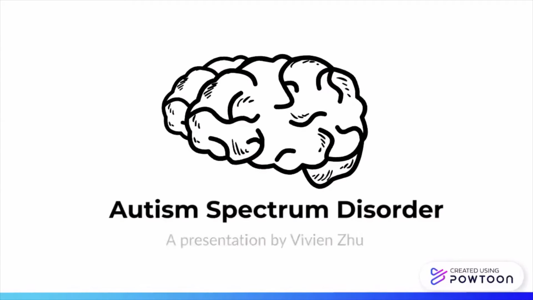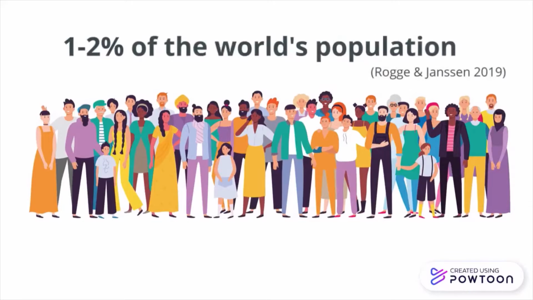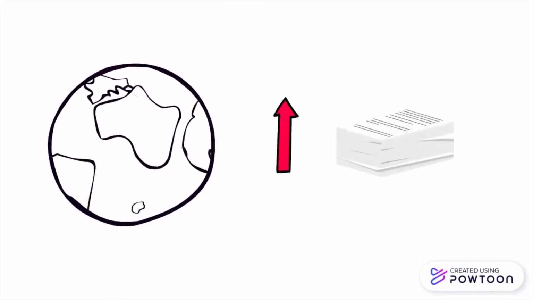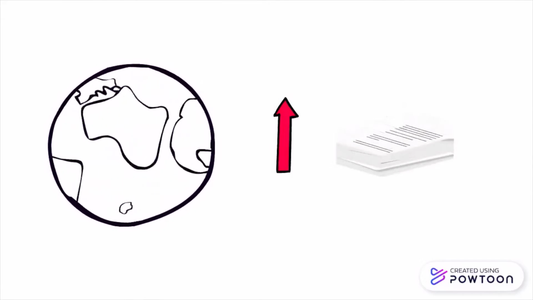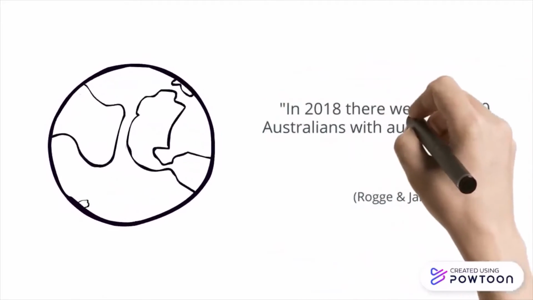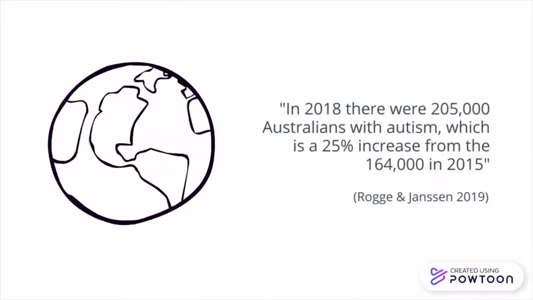Autism spectrum disorder, also known as ASD, refers to a set of neurodevelopmental disorders that present with wide-ranging levels of severity, impairments, and characteristics. ASD occurs in all ethnic, racial, and economic groups and affects 1 to 2% of the population. The number of people diagnosed with ASD is growing throughout the Western world, partly due to changes in diagnostic methods and criteria. To put it into perspective, in 2018 there were 205,000 Australians with autism, which is a 25% increase from the 164,000 in 2015.